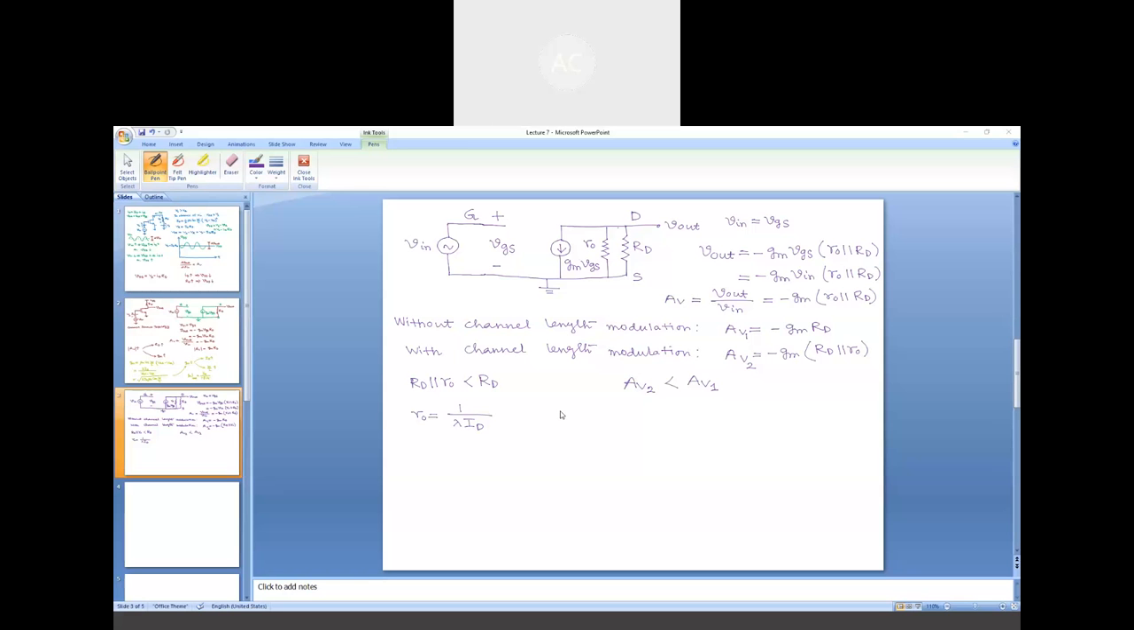So what is needed? So you might think that, okay, if this external resistance RD can be approximated to infinity, if the value of RD is large enough, then somehow we can increase the magnitude of the voltage gain. So that is possible theoretically, that I may increase the value of RD to a certain extent so that the device is in saturation and at the same time the value of the voltage gain is increased.